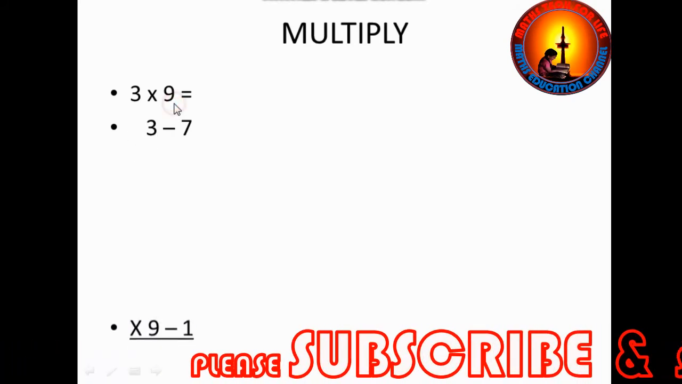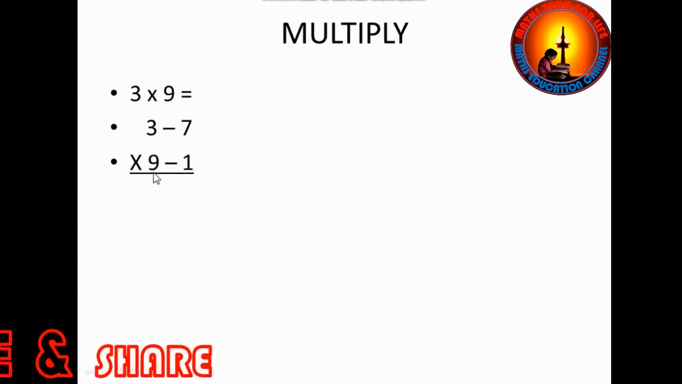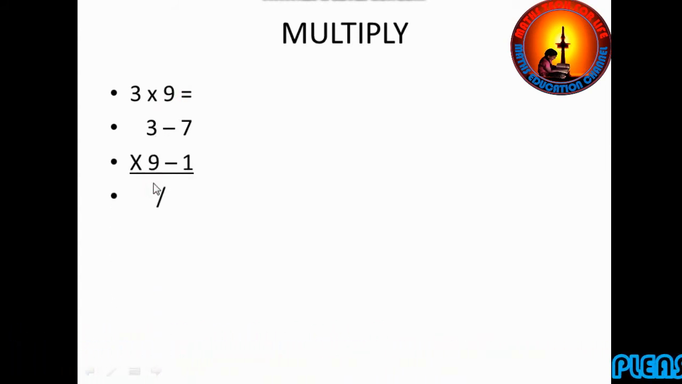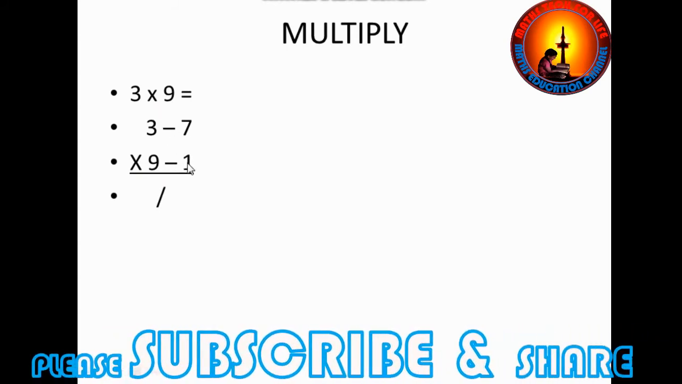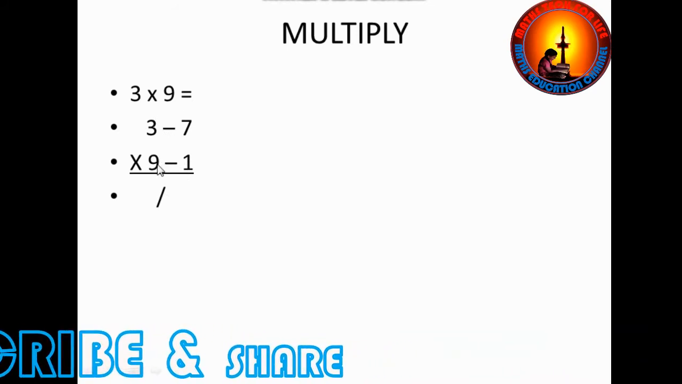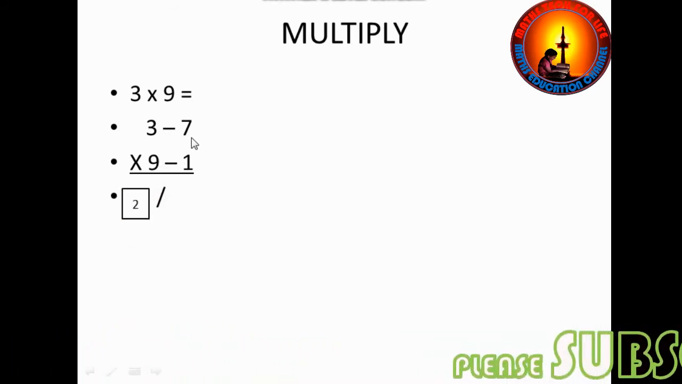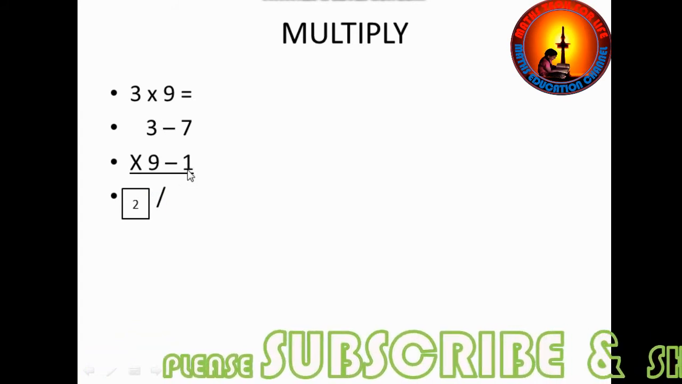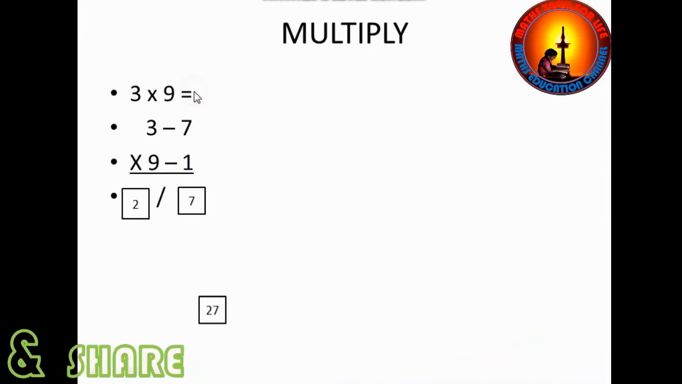Now the next number, 9. 9 is 1 less than 10. We want to find the first digit. For that, the first thing we have to do is cross subtract. That is 3 minus 1 is 2, or 9 minus 7 also 2. So the first digit is 2. For finding the second digit, you have to multiply these: 7 multiplied by 1 is 7. So the answer is 27.